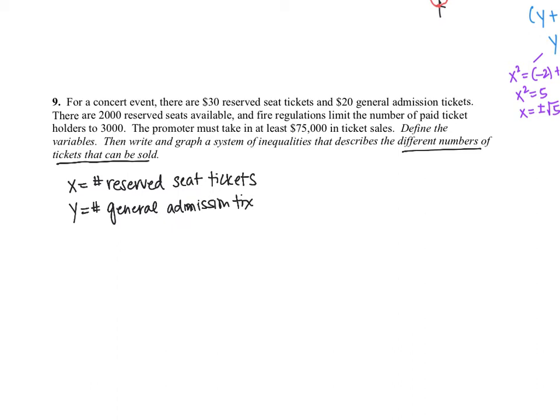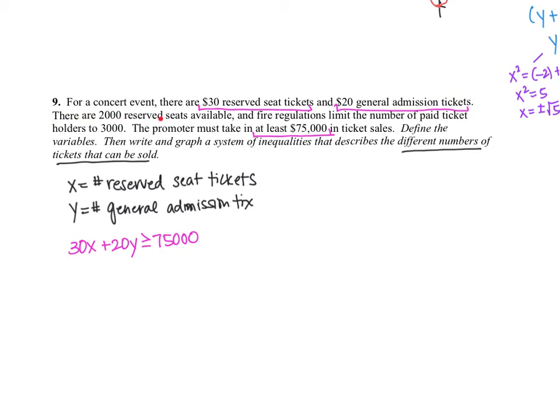actually write some inequalities. Okay, the reserve tickets are $30. The general are $20. Now, is there information restricting my money? There it is. At least $75,000. So 30x plus 20y at least means it could be more than or equal to 75,000.